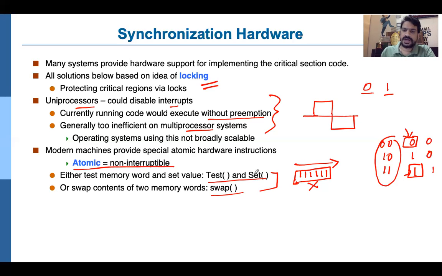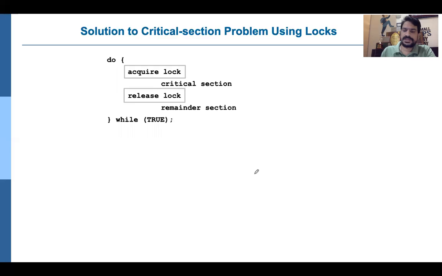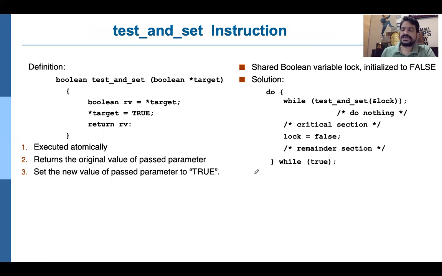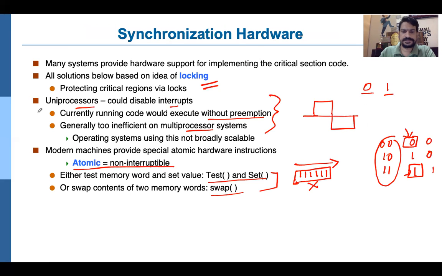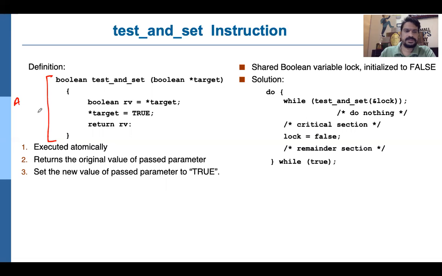So the first solution in the hardware synchronization is the test and set instruction. Okay. Now let's talk about this test and set instruction. In this, we have, so this particular thing means from here to here is actually atomic.